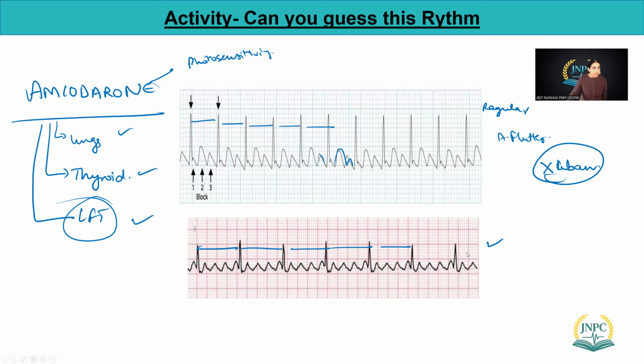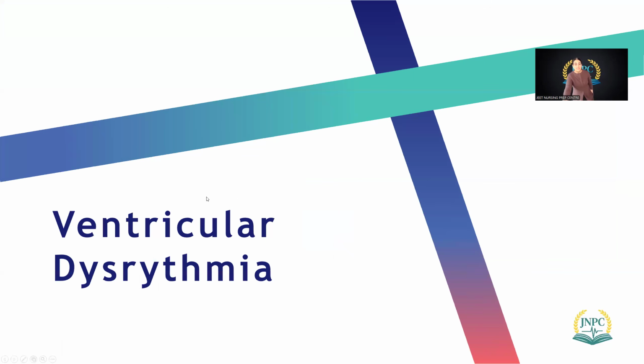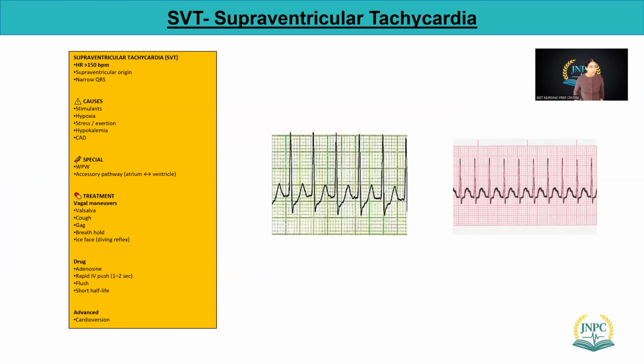All right, so treatment again is going to be the same for AFib and A-flutter. So this is sawtooth. Look at that pattern. That's why this is named the sawtooth pattern. Okay. All right. So that's pretty much about atrial dysrhythmia. I will be very quick because in ventricular dysrhythmia, we have very interesting things to know. Okay, before we finish.